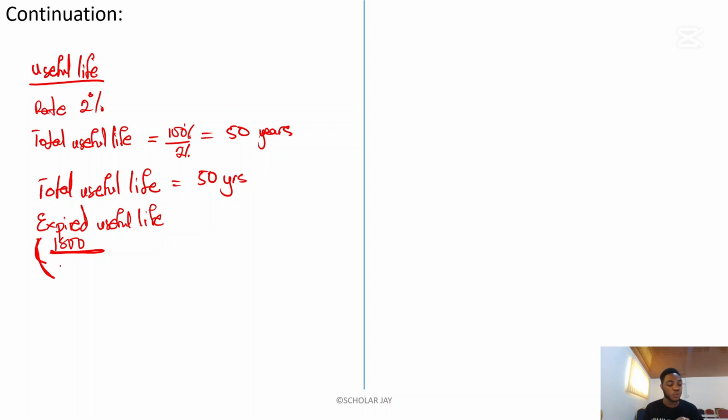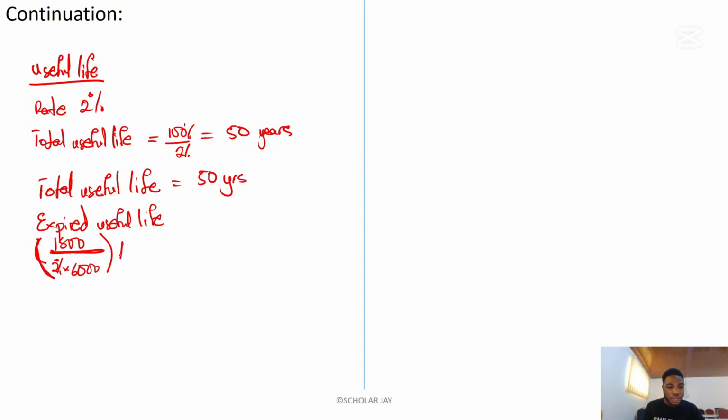Now, what it means is that when you're able to get the depreciation for a year, you will be able to know the number of useful years that has been used. So to get the depreciation for a year, that is 2% times 6,000, that will give you 120. So 1,800 divided by 120 will give us 15, right?